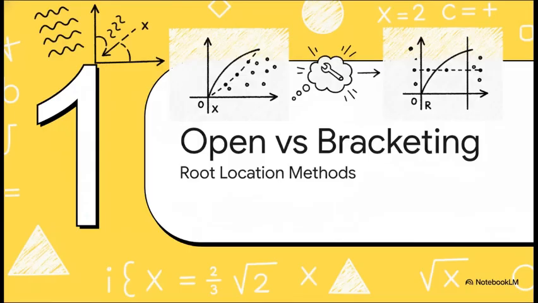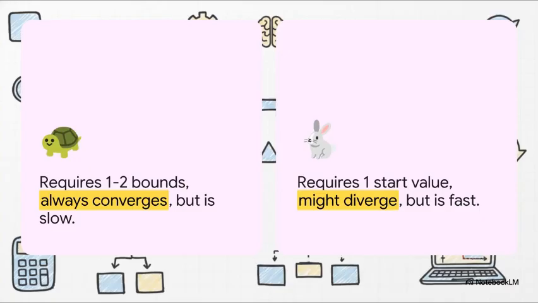All right, part 1, open methods versus bracketing. So why do we even need new tools to find the roots of an equation? I mean, to answer that, we have to look at the tools you probably already know, right? Things like the bisection method. Those are what we call bracketing methods. Now, they're slow, but they are incredibly steady. As long as you give them an upper and a lower bound that actually trap the root, they will eventually find it. Open methods, though, they are a completely different beast.